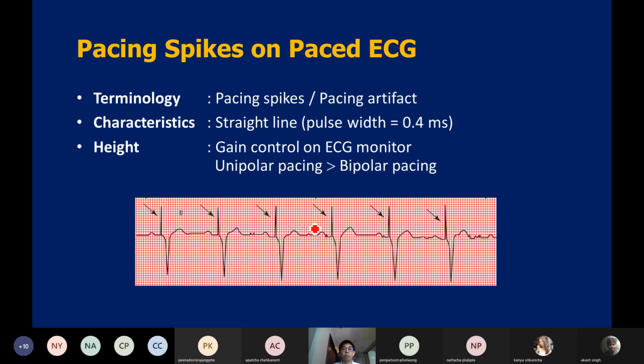You have to be careful, because in a modern pacemaker which uses bipolar pacing, some pacemakers have a relatively small pacing spike. You might not identify some of them from the ECG.